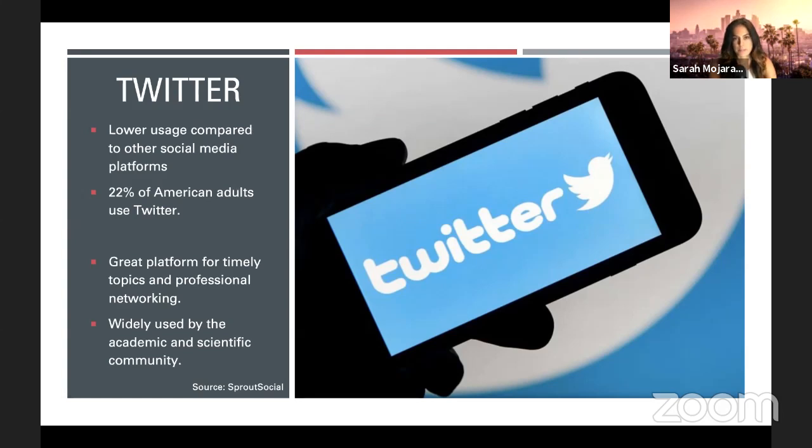Twitter really caters to a specific audience. So if you're looking to build a professional network and connect with journalists and things like that, then this is going to be an excellent platform for you. Only 22% of Americans are using Twitter, but even though that might seem low, people do have their eyes on what's happening on Twitter. It's widely used by the academic and medical community, so it's unusual to hear that academics aren't active on this platform. I highly encourage people to use Twitter. I'm biased, it happens to be my favorite platform.